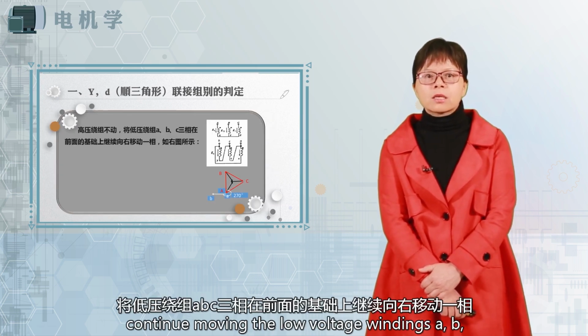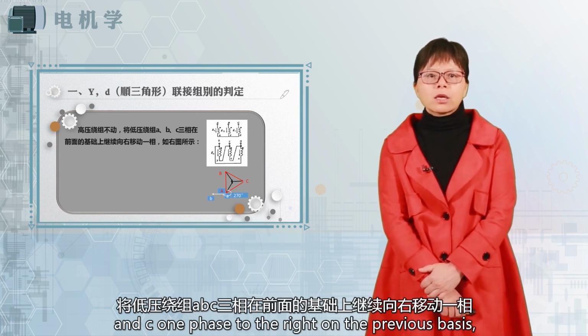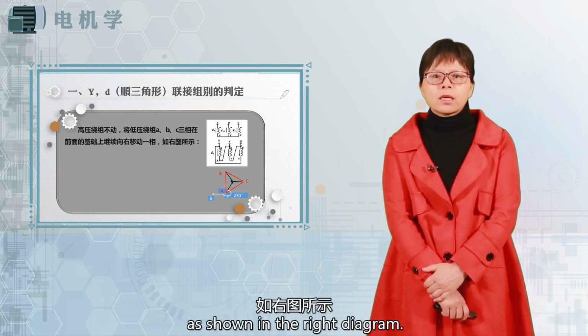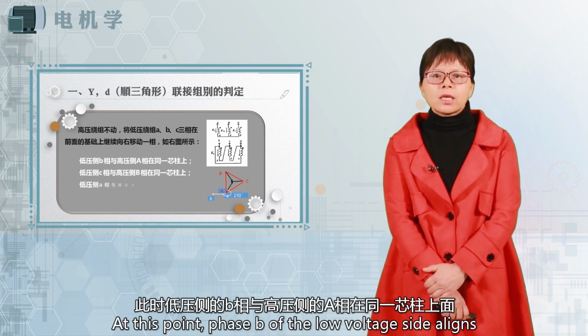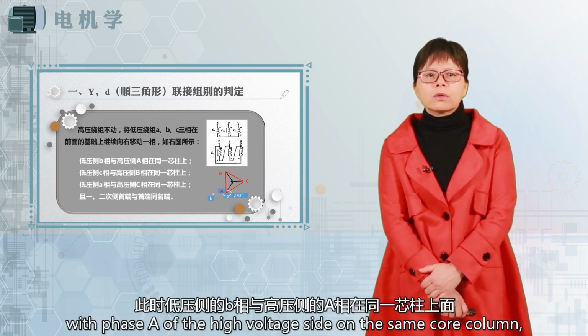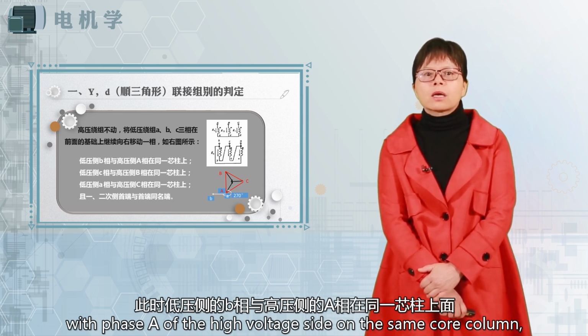Continue moving the low voltage windings A, B, and C one phase to the right on the previous basis. As shown in the right diagram, at this point, phase B of the low voltage side aligns with phase A of the high voltage side on the same core column.